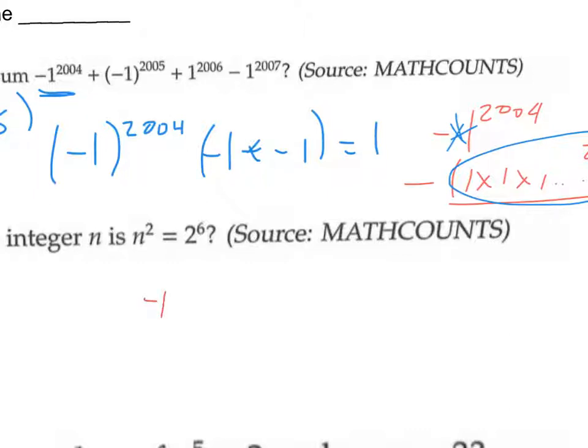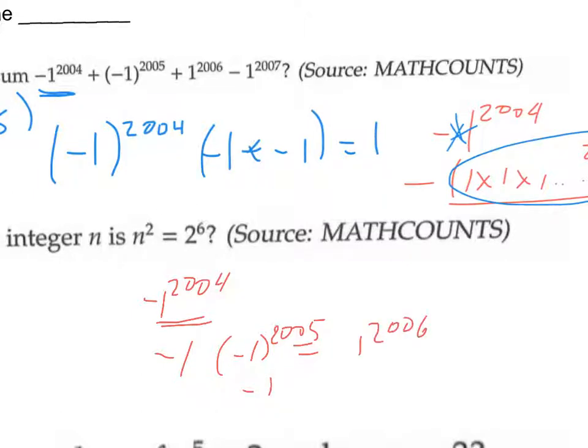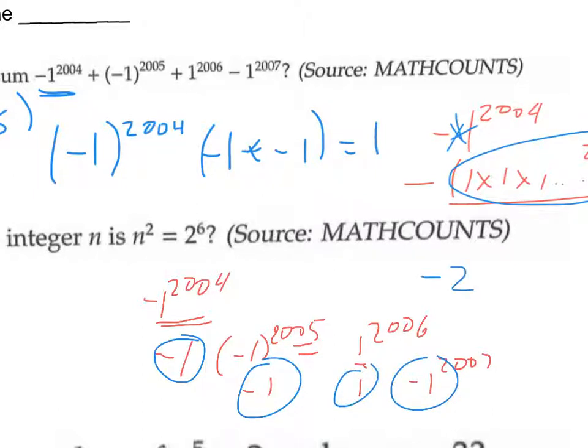So minus 1, it doesn't matter, it's going to be negative whatever it is, right? And so this is going to end up being 1, so that's going to end up being minus 1. Now if you have minus 1 to the 2005th, well, it's an odd power, so that's also going to be minus 1. 1 to the 2006, well, 1 to any power is going to be 1, but then minus 1 to the 2007 says I'll apply it. So you end up with a minus, so 3 minuses and 1 plus. So the answer is minus 2.